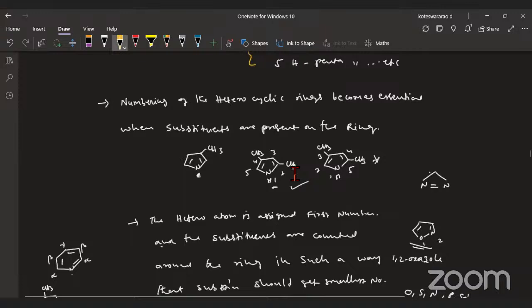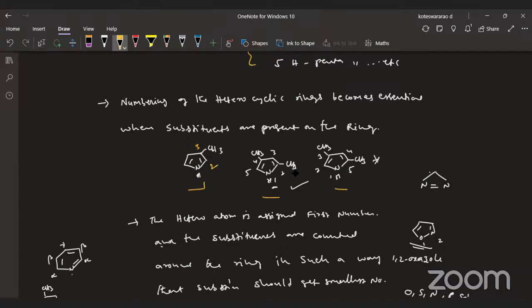Next, numbering of the heterocyclic ring becomes essential when we are indicating the substituents present on the ring. Here we have three different compounds. The numbering always starts from here: 1, 2, 3. That is 3-methylpyrrole, or 3-methylazole. Similarly, 1, 2, 3, 4, 5: 2,3-dimethylazole.